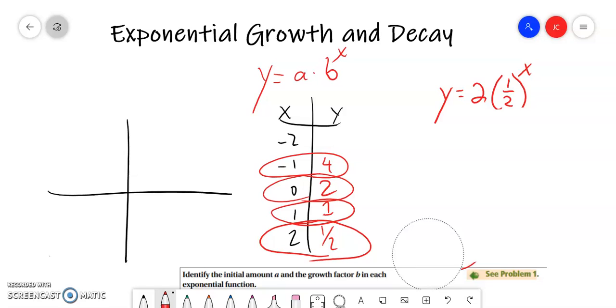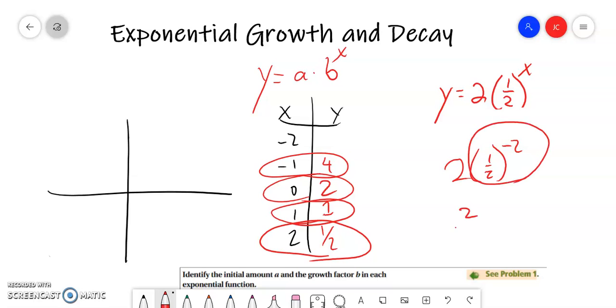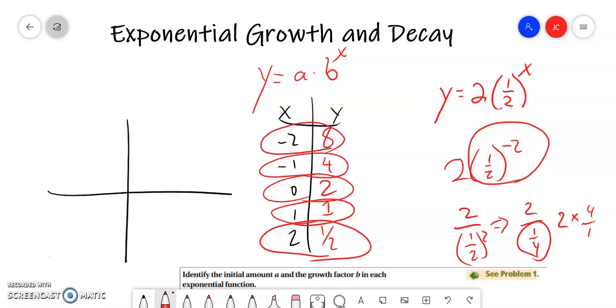And then we have one more left to do: 2 times 1/2 to the -2 power. Again, we're going to do the same thing. This is now in the denominator, so 2 over 1/2 squared. Let's simplify this a little better: 2 over, 1/2 squared is 1/4. So we change the division to multiplication and flip the denominator, so it's 4 over 1. So we really wind up with 8.